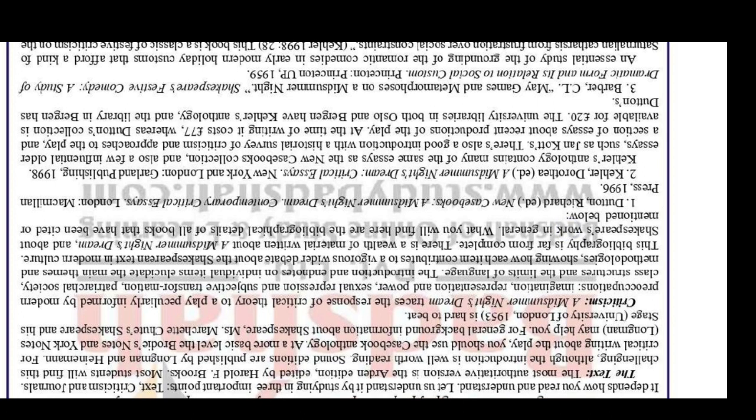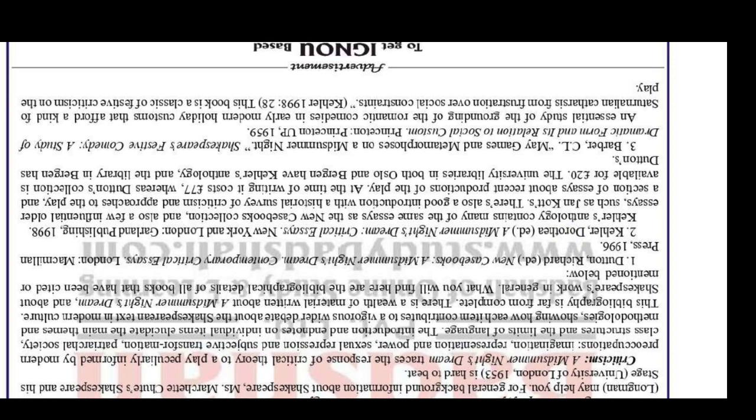The text. The most authoritative version is the Arden edition, edited by Harold F. Brooks. Most students will find this challenging, although the introduction is well worth reading. Some editions are published by Longman and Heinemann. For critical writing about the play, you should use the Casebook anthology. At a more basic level, the Brodies notes and York Notes Longman may help you. For general background information about Shakespeare, M.C. Bradbrook, Shakespeare and His Stage, University of London, 1953, is hard to beat.